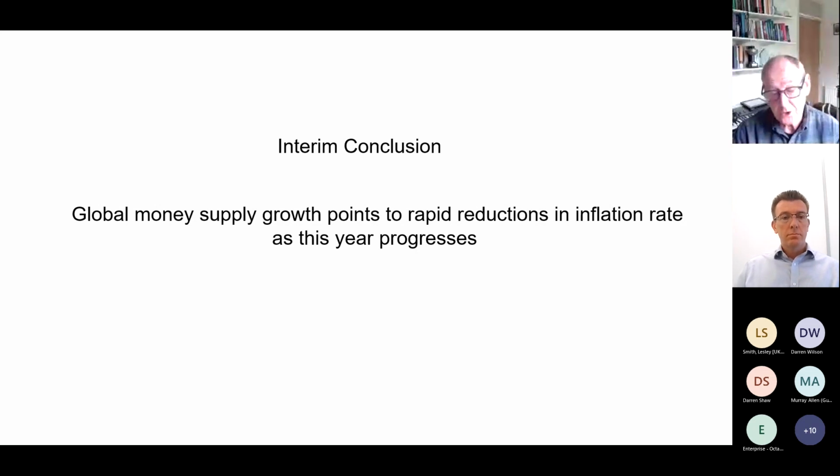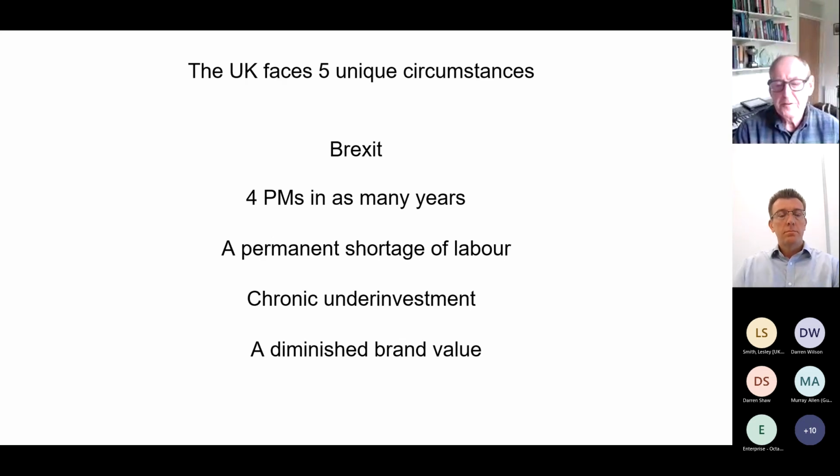So let's go to the UK. What are our unique problems? Next slide. Well, we've got 5 unique ones. First, Brexit. Everyone said, well, not everyone, but I said it's going to be a very difficult thing to deal with, and so it has proved to be, particularly the impact on investment spending by big corporates. I'll show you the data. We've had 4 prime ministers in as many years. That's one hell of an achievement. Even Italy can't do that.